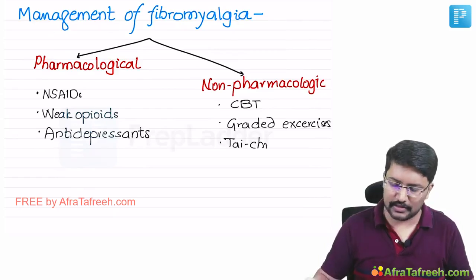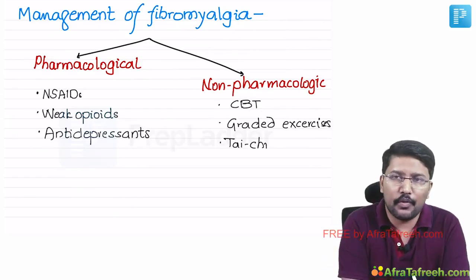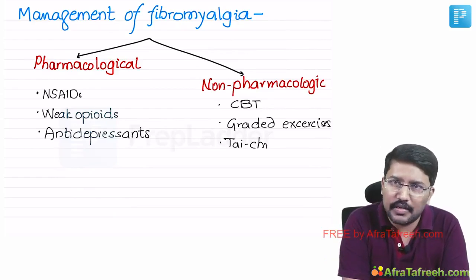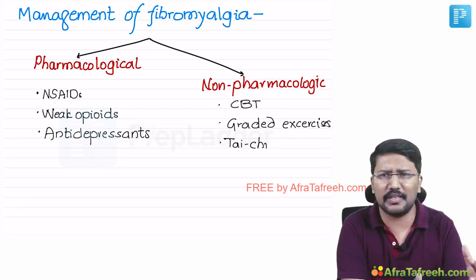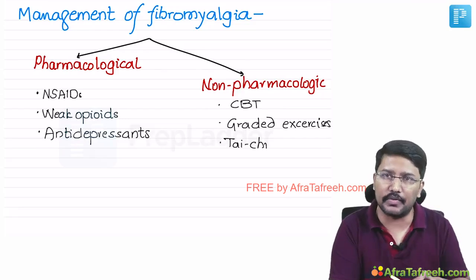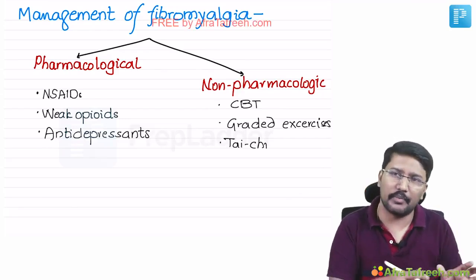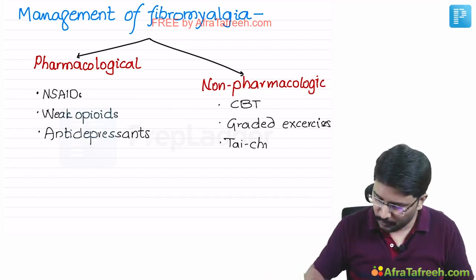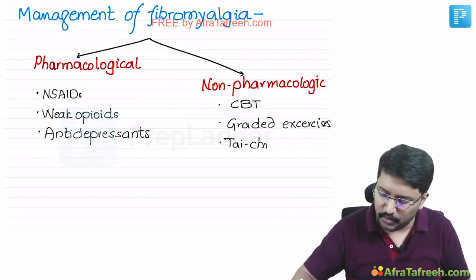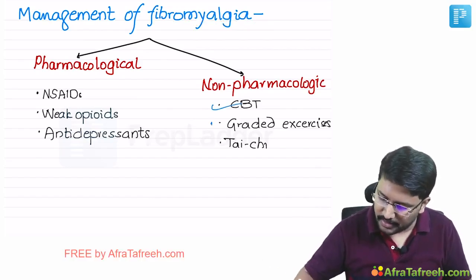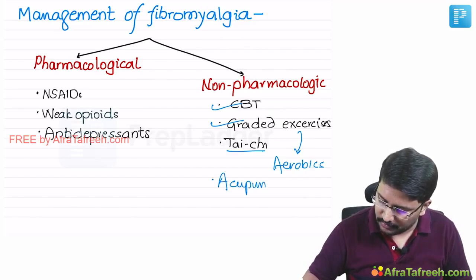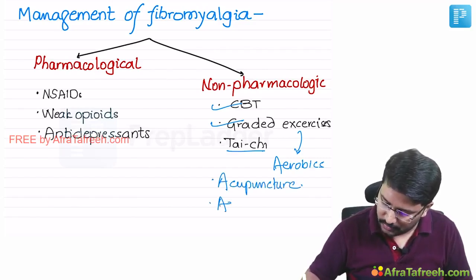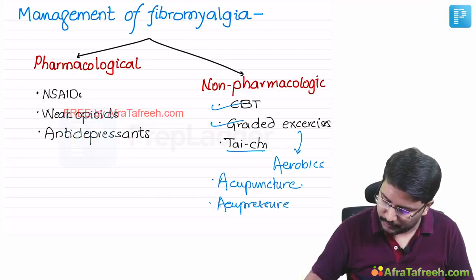Now we know the diagnostic criteria. Let us talk about the management. For management, we can follow the pharmacological treatment, and we also have some non-pharmacological treatment which has some evidence backing its efficacy, because basically we are talking about a disorder where there is a limited role of inflammation and more to do with neurotransmitters and maybe some component from neuropsychiatry. So the non-pharmacological treatments that are helpful include cognitive behavior therapy, graded exercises mainly focused on aerobics, and various alternatives like Tai Chi, acupuncture, and acupressure. All these are found to be helpful to some extent.